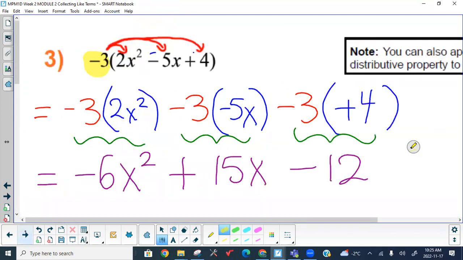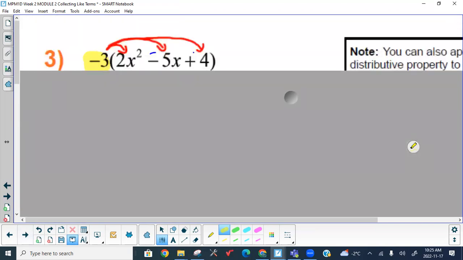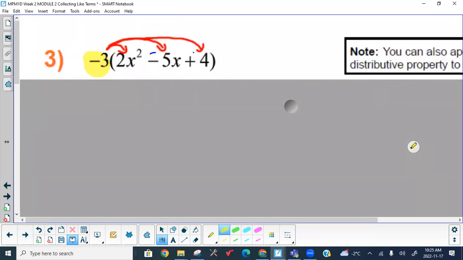Okay, let's go to a more complicated question. This time we have a trinomial inside the brackets. Trinomial because inside of the brackets we have 2x squared, -5x, +4, 3 different terms. Now, before I distribute, can the 2x squared be combined with the -5x? Can they be combined? They both have x's in them. Why can't they be combined? Someone tell me. Why can't they be combined?